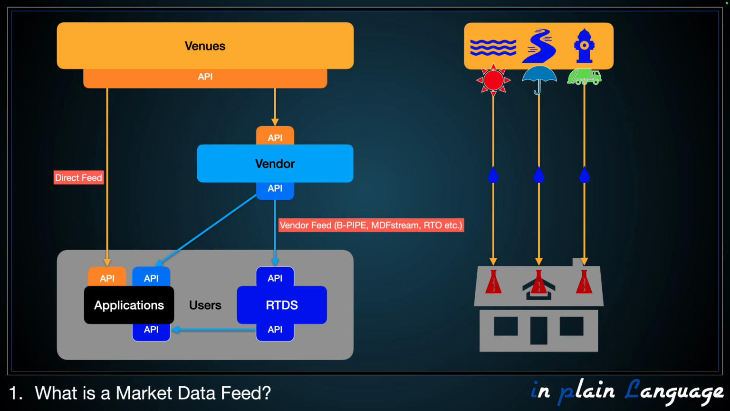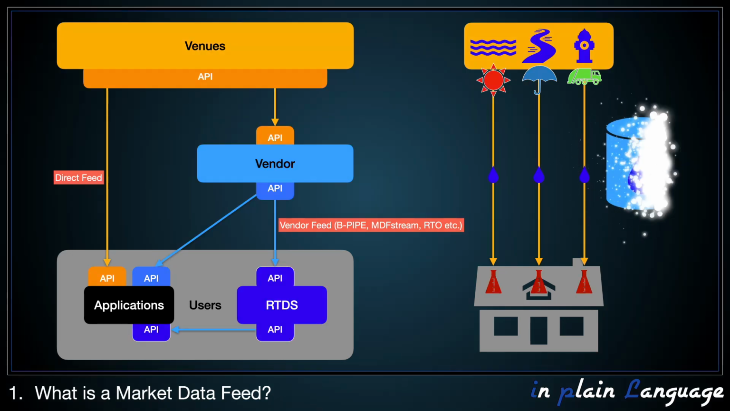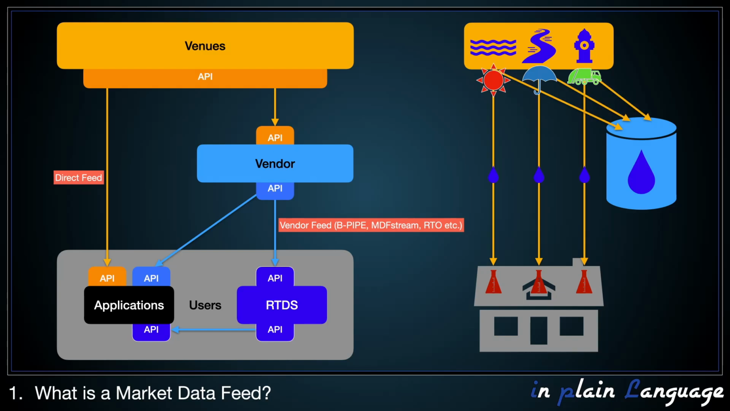Alternatively, you could also contract with your favorite water supplier. They would get the water from the various sources. They will do the processing to make sure your water is clean before they send it your way. Same applies if you choose a lot of direct feeds instead of a vendor feed. There can be very good reasons to use direct feeds, but they will require additional effort on your side.